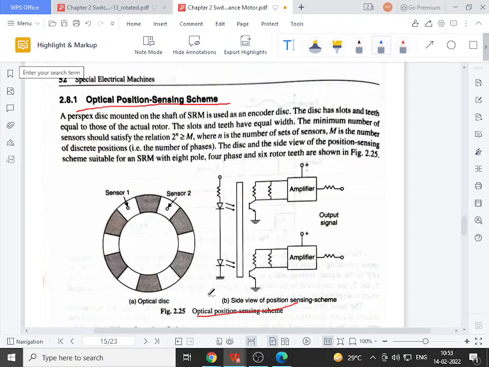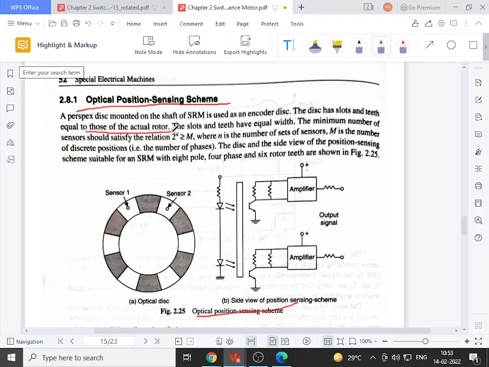There are different combinations. If we consider an 8 by 6 combination of SRM, meaning 8 stator poles and 6 rotor teeth or 6 rotor slots, then for the 8 by 6 combination we can use this particular optical disc. This disc is mounted on the rotor shaft of the SRM and used as an encoder disc. The disc has a number of slots and teeth equal to the number of slots and teeth of the actual rotor.